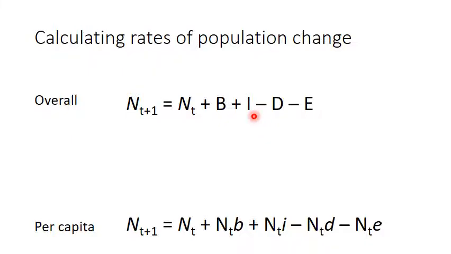But what can be more useful, certainly if we're trying to compare between two populations of different sizes, is to think of per capita changes in population. Where birth rate up here is the total number of births in a population, per capita birth rate is the number of births divided by the population at the time. That can be much more useful when comparing between populations, because an absolute number in terms of population growth might mean something very different if we're looking at a population of bacteria versus a population of whales. So per capita data is often more useful in that respect.